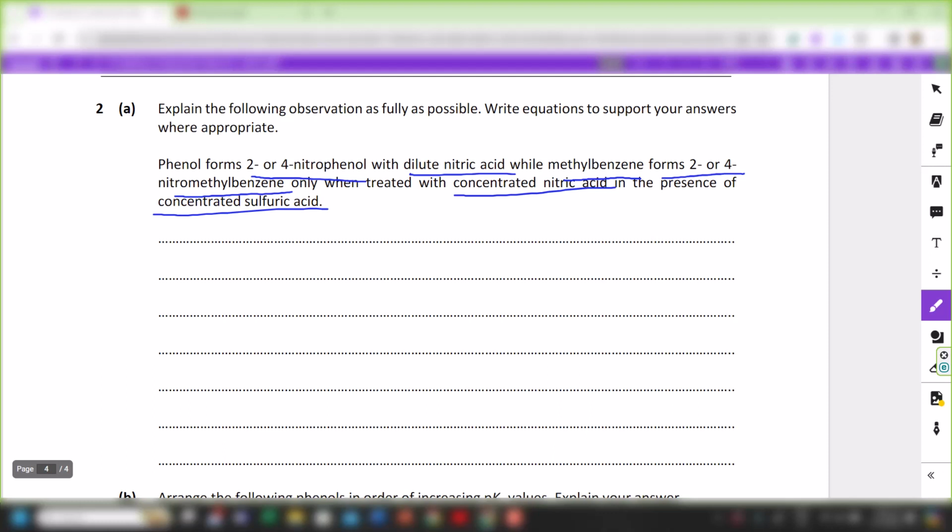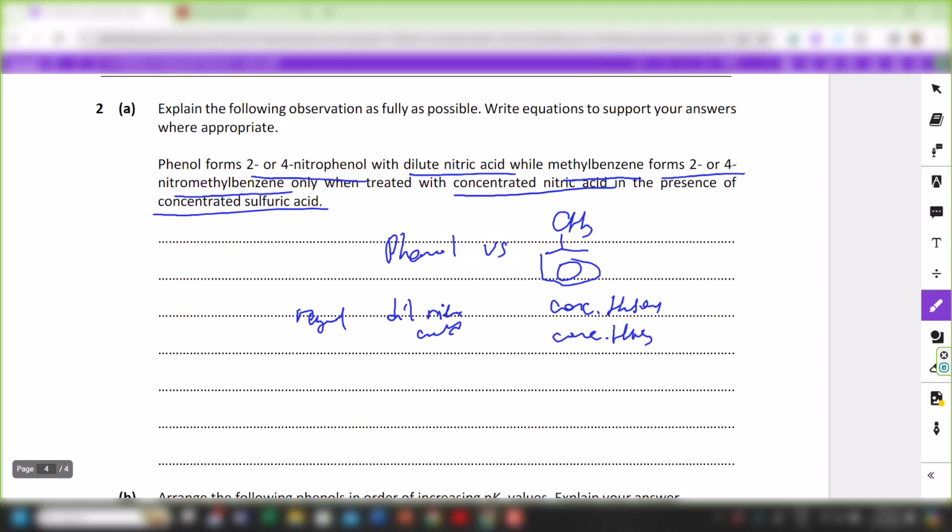So the reactivity of phenol versus methylbenzene. For one of them I use dilute nitric acid. For the case of methylbenzene, I will need conc sulfuric acid and conc nitric acid. Why is there such a difference in reactivity? First of all, we need to understand this in terms of electron donating effect. Is the phenolic OH more electron donating than CH3? Of course the answer is yes.